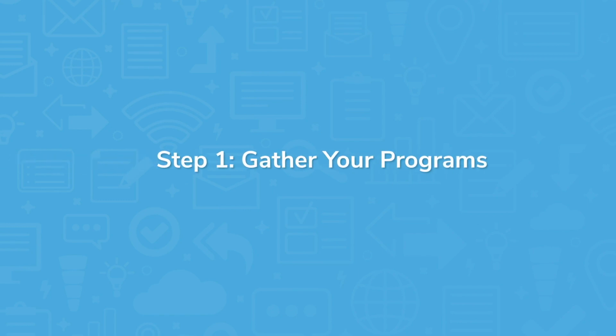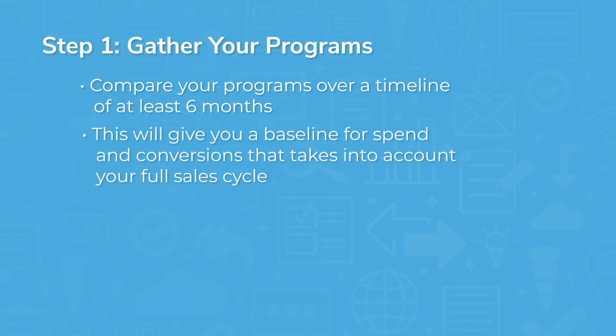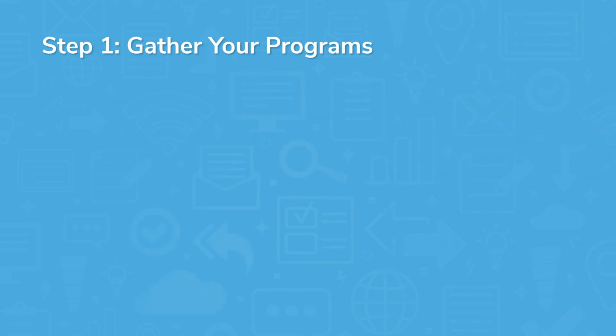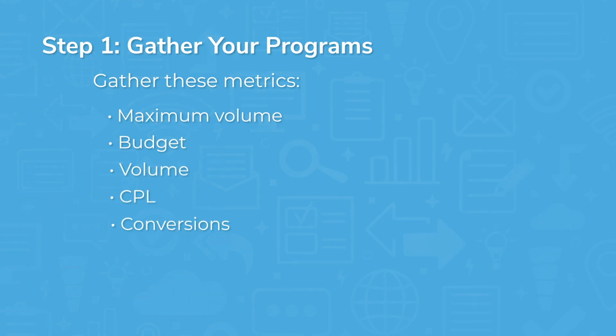Step 1. Gather your programs. We suggest that you compare your programs over a timeline of at least 6 months. This will give you a baseline for spend and conversions that takes into account your full sales cycle. Start by gathering these metrics: maximum volume, budget, volume, CPL, conversions, and pipeline.